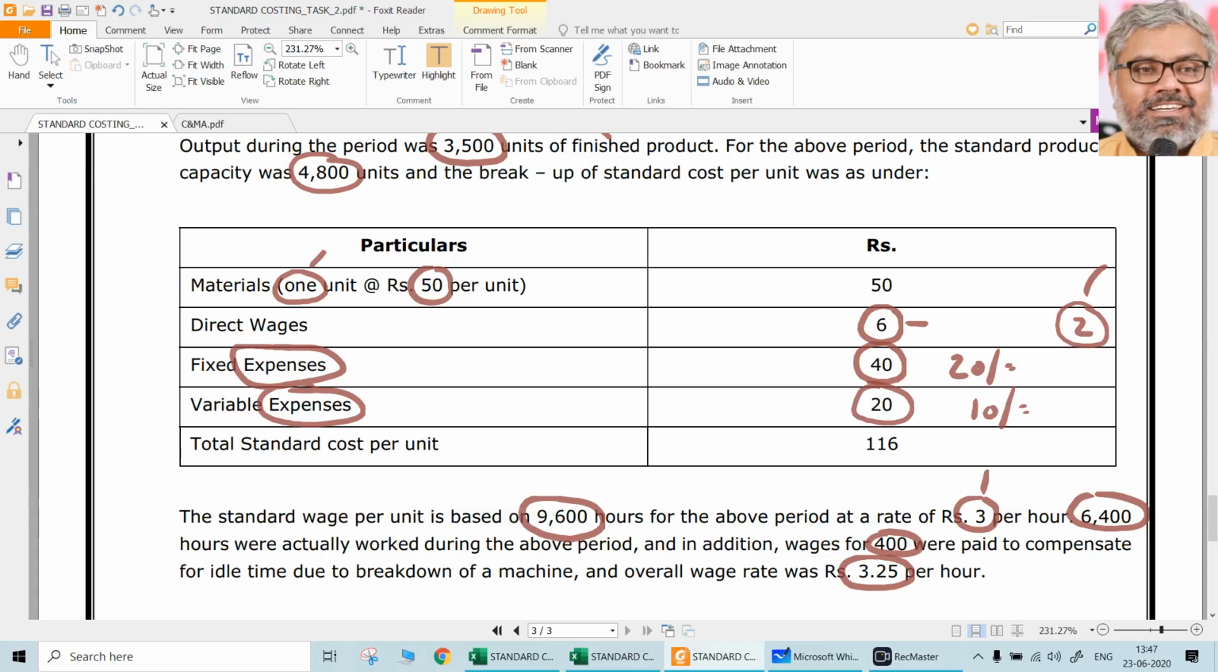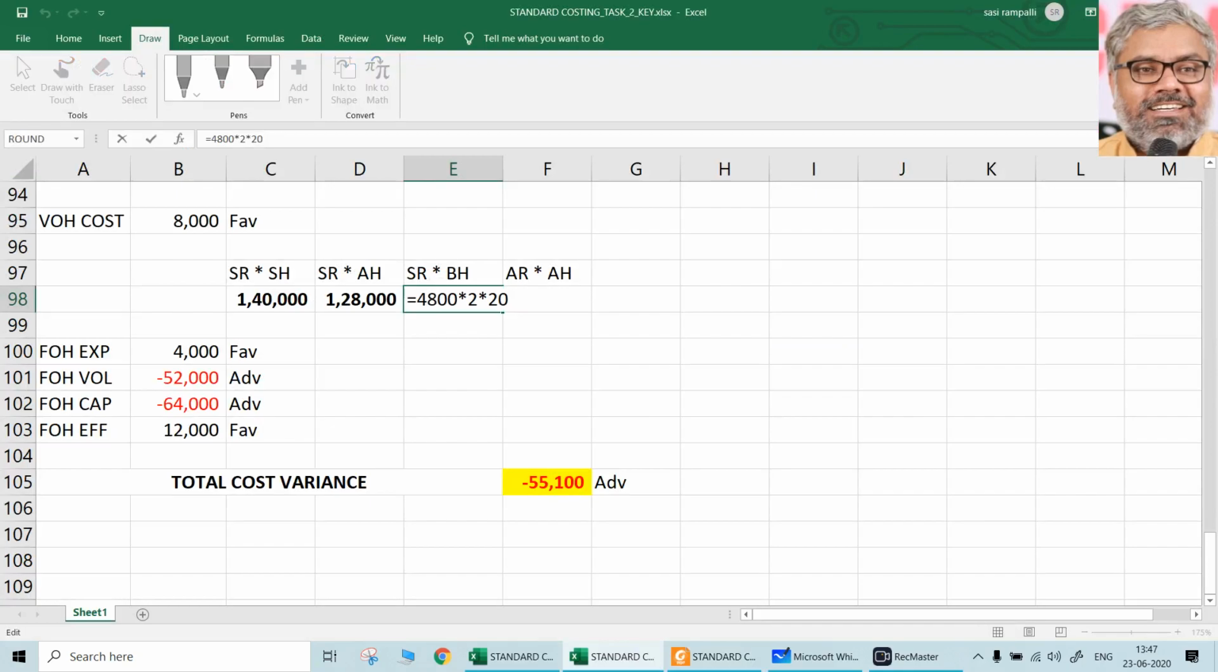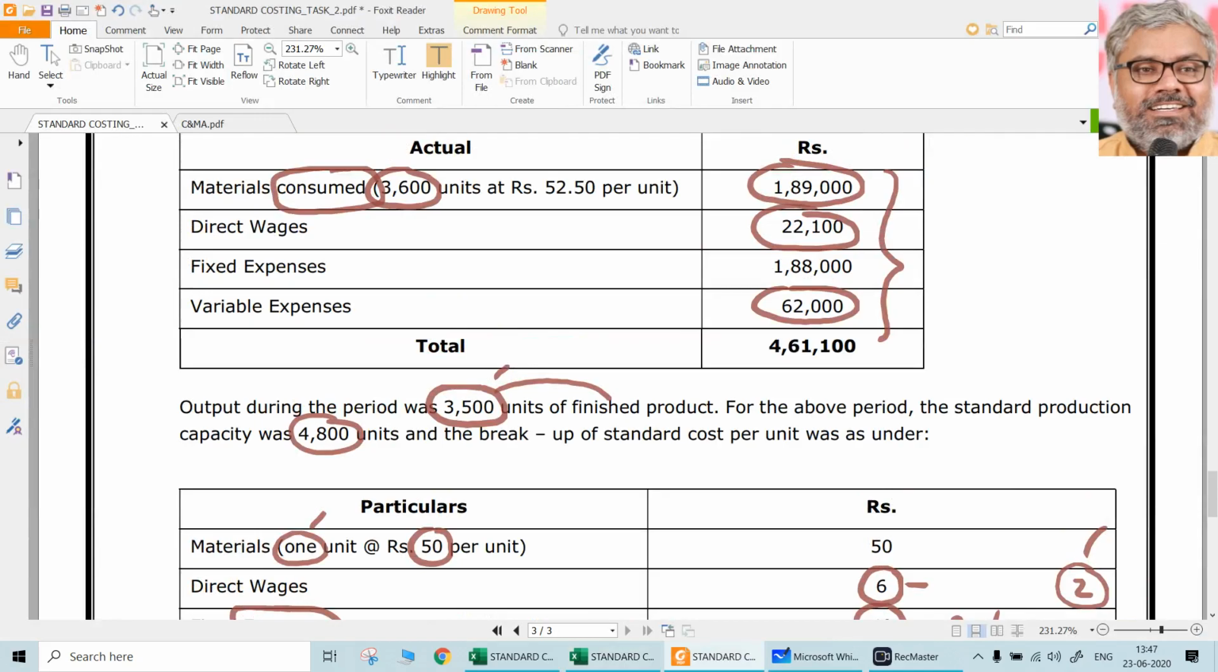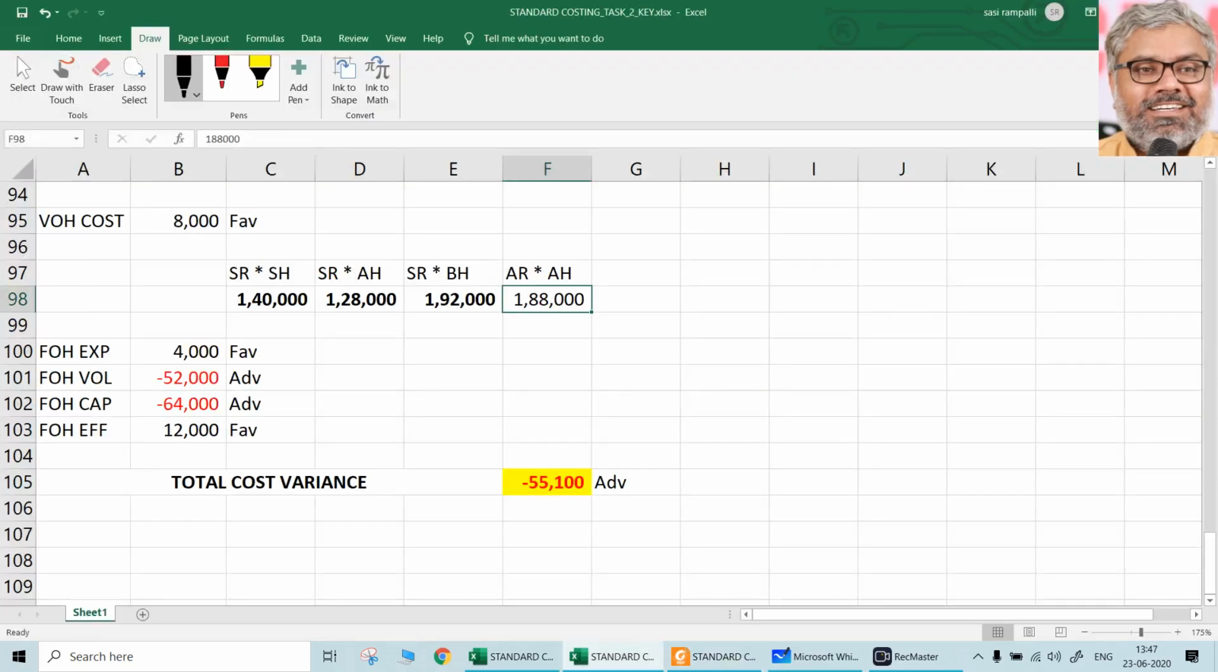So naturally, how many hours should it take? 9,600 hours. So 4,800 into 2 is 9,600, which is directly multiplied with the standard rate, which you already know, 20 rupees. That comes to 1,92,000. So that also we know. ARAH, we don't have to do anything, that will be given in the question. That is 1,88,000, which is the actual fixed overheads incurred. That's all. We have everything.